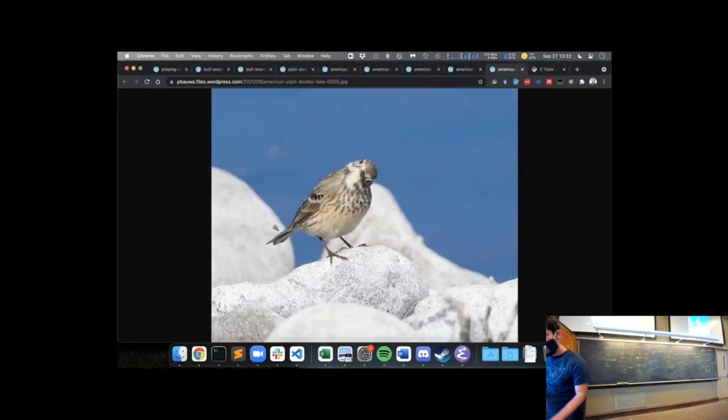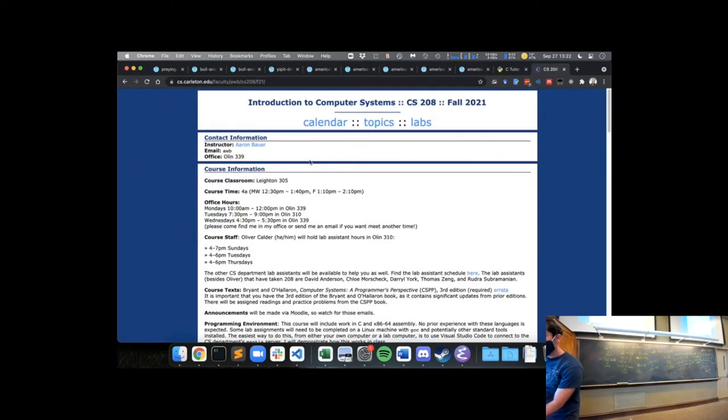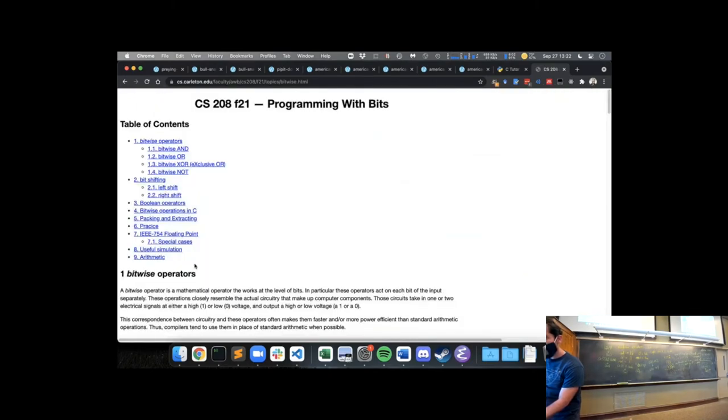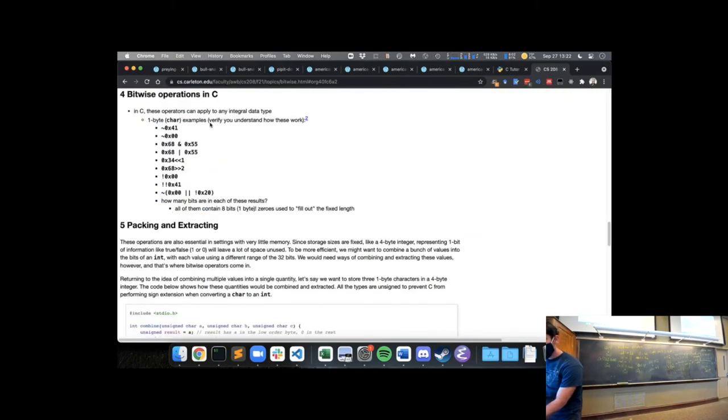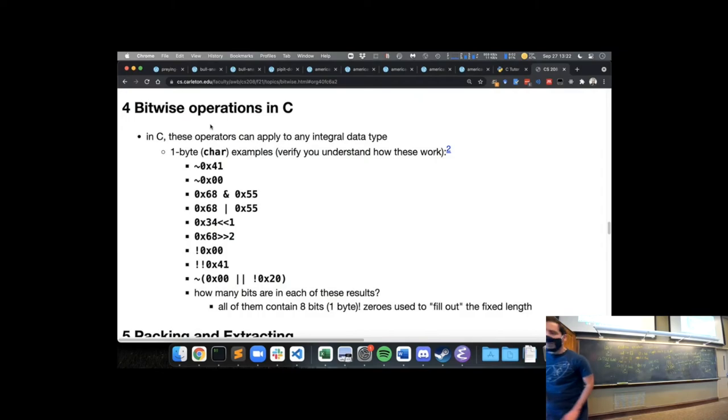So, in the notes for today, there are a number of practice problems. So, let's make this bigger. We can apply all the operators that we talked about to any integer in C. And so, I have here a number of problems that are all operating on chars, which are 1-byte integers. That's why everything is written in 2 hex digits, because that's 1 byte. And the result of all of these will be a single byte, 2 hex digits.